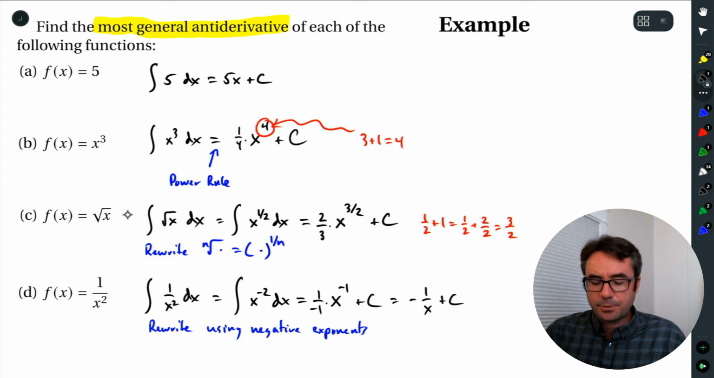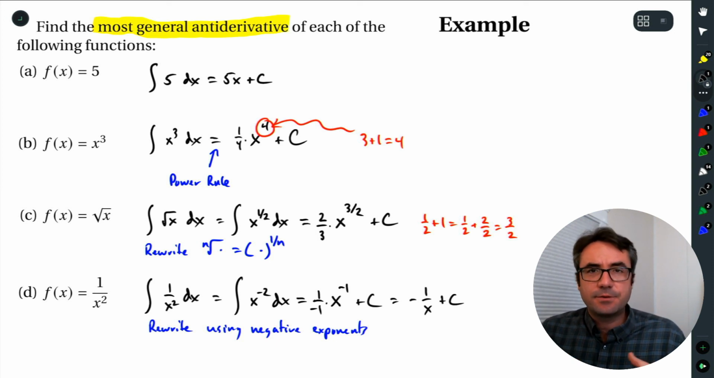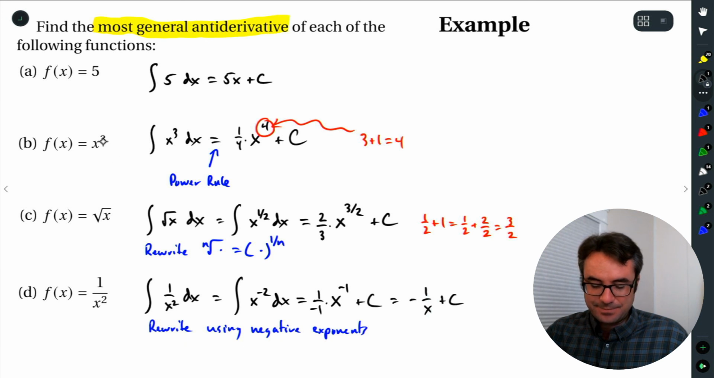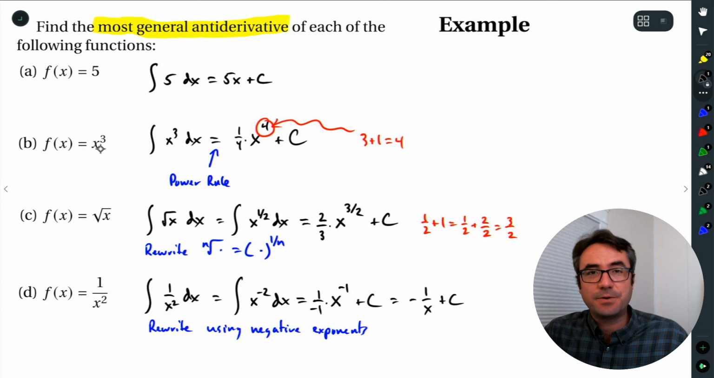So that was a little bit of practice using some of these preliminary integration rules. It's going to be helpful, but we want to be able to integrate more functions. So far we know how to integrate power functions and constant functions. We need to learn a few more rules to expand our horizons, and that's what we're going to see next.